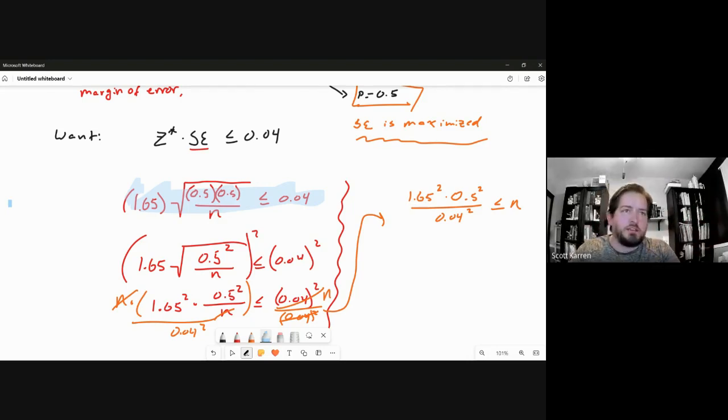These numbers, I'll just calculate them out. That turns out to be 850 point something. Where did my calculator go? 1.65 squared times 0.5 squared, and then divided by 0.04 squared. That ended up being 400, I lied, it's 425.3.